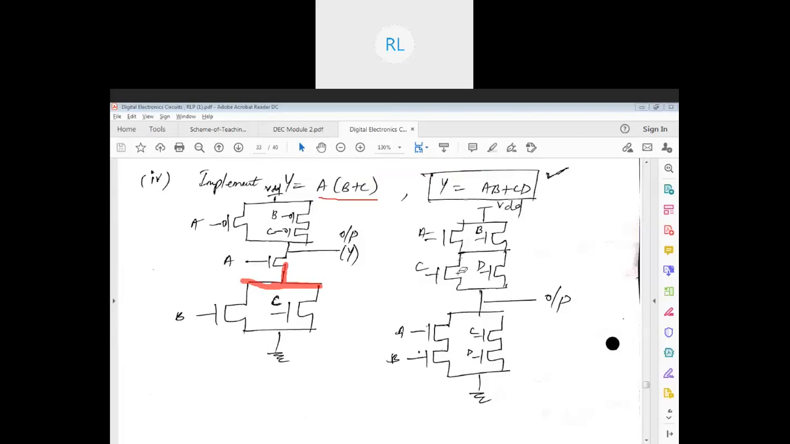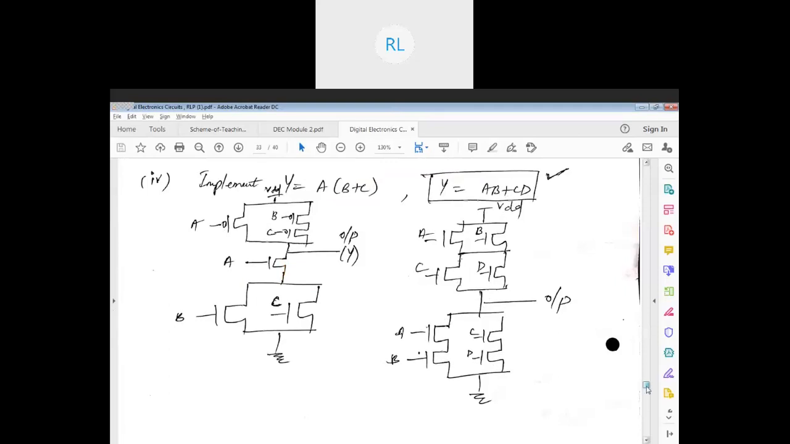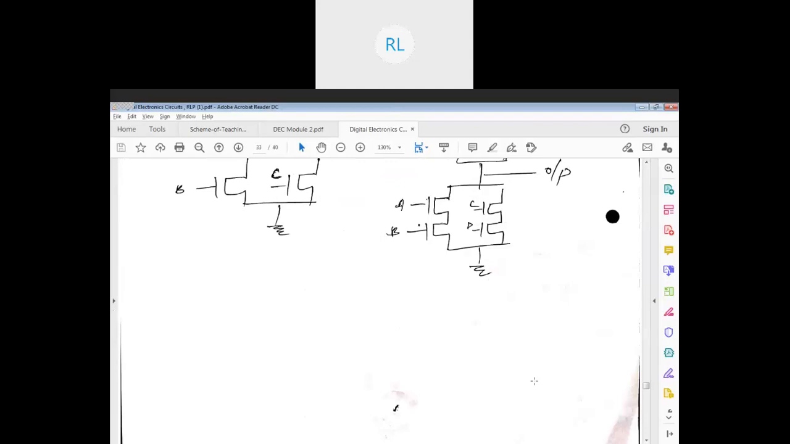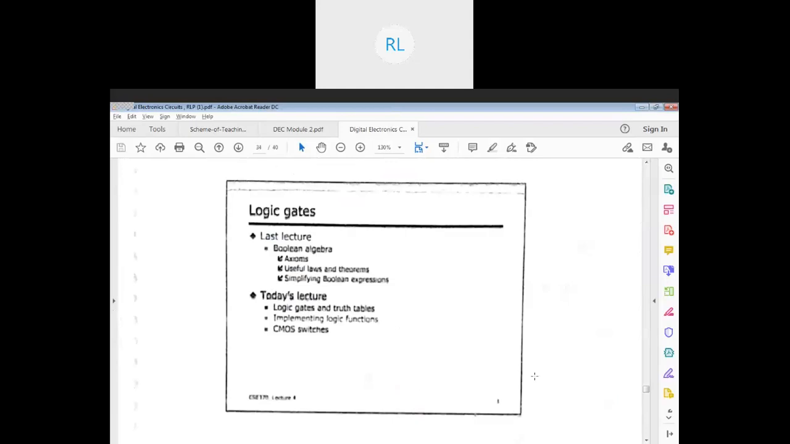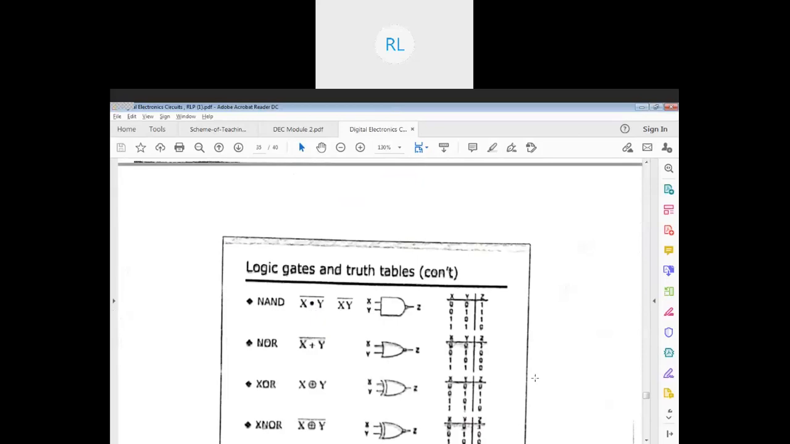CD multiplied, AB multiplied. Now you can see that AB is added with CD. So AB comes in parallel with CD, right? Now AB is in series here, I put them in parallel. CD is in series here, I put them in parallel here. Wherever my NMOS structure and PMOS structure connects, there I take my output.